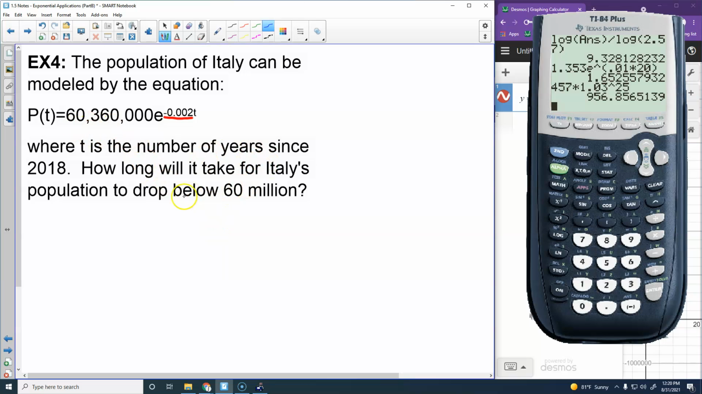For this, we want to know when it will drop below 60 million. So we would have to put 60 million over here and set that equal to our equation here. And so, Manuel, what will I do to solve this equation?